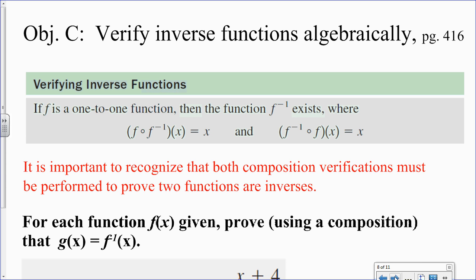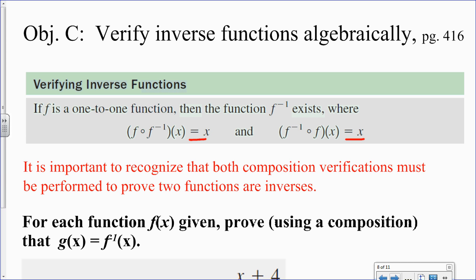Okay, you have to test both directions. So you have to put f inverse into the f of x function, and then you have to put f into f inverse. Each time when you simplify, you're simplifying and wanting to get x. You're not solving, you're not trying to get a value, you're not trying to get 0, you're wanting to get x.